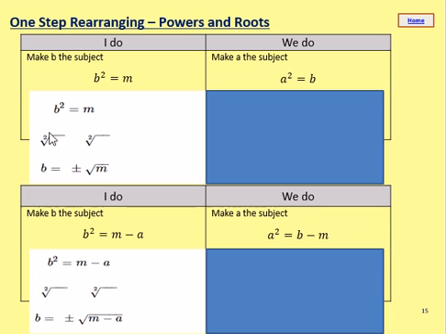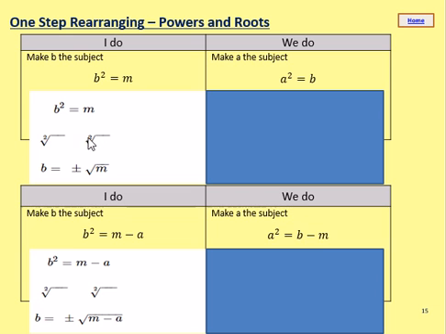Easiest thing to do is square root both sides. So square root of this side, square root that side. And that gives us b equals square root of m. Be wary that we've got a plus and a minus here. Now the reason for that, if you imagine the square root of 81, well, the answer is 9, but the answer could also be negative 9, because negative 9 times negative 9 makes positive 81.